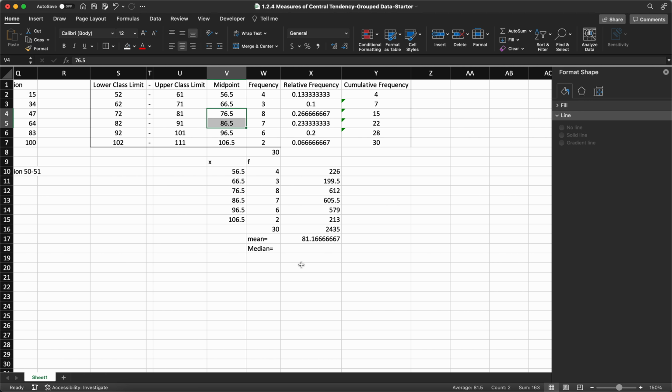The mode, again, we know that the most values happened in this class, but we don't know what those values are. So we really can't say for sure what the median or the mode is. All we can find is the mean.